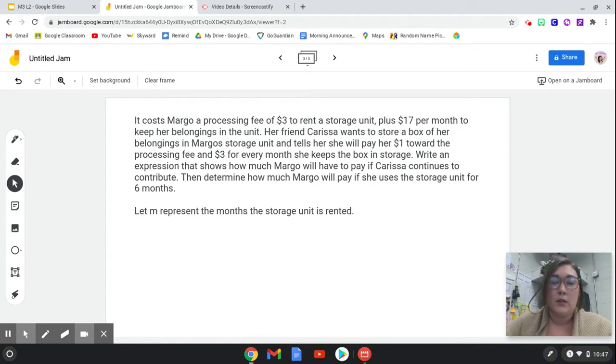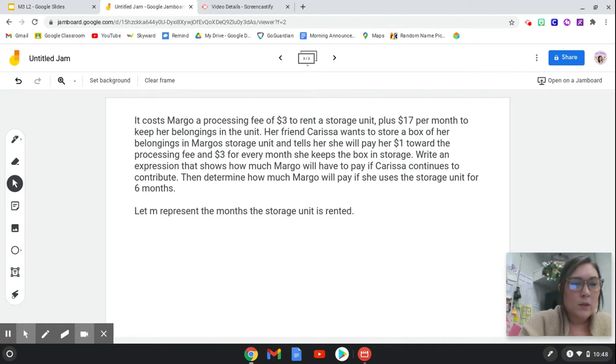So it costs Margot a processing fee of $3 to rent a storage unit, plus $17 per month to keep her belongings in the unit. Her friend Carissa wants to store a box of her belongings in Margot's storage unit and tells her she will pay $1 towards the processing fee and $3 for every month she keeps the box in storage. Write an expression that shows how much Margot will have to pay if Carissa continues to contribute, then determine how much Margot will pay if she uses the storage unit for 6 months.